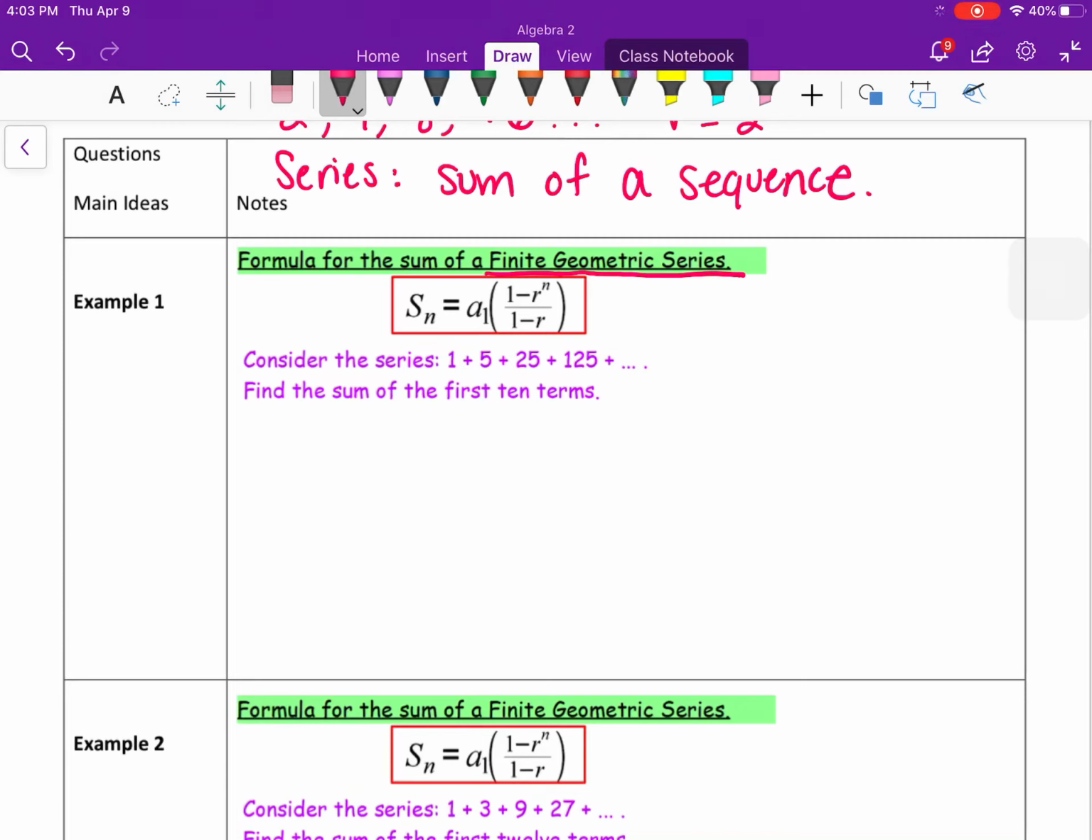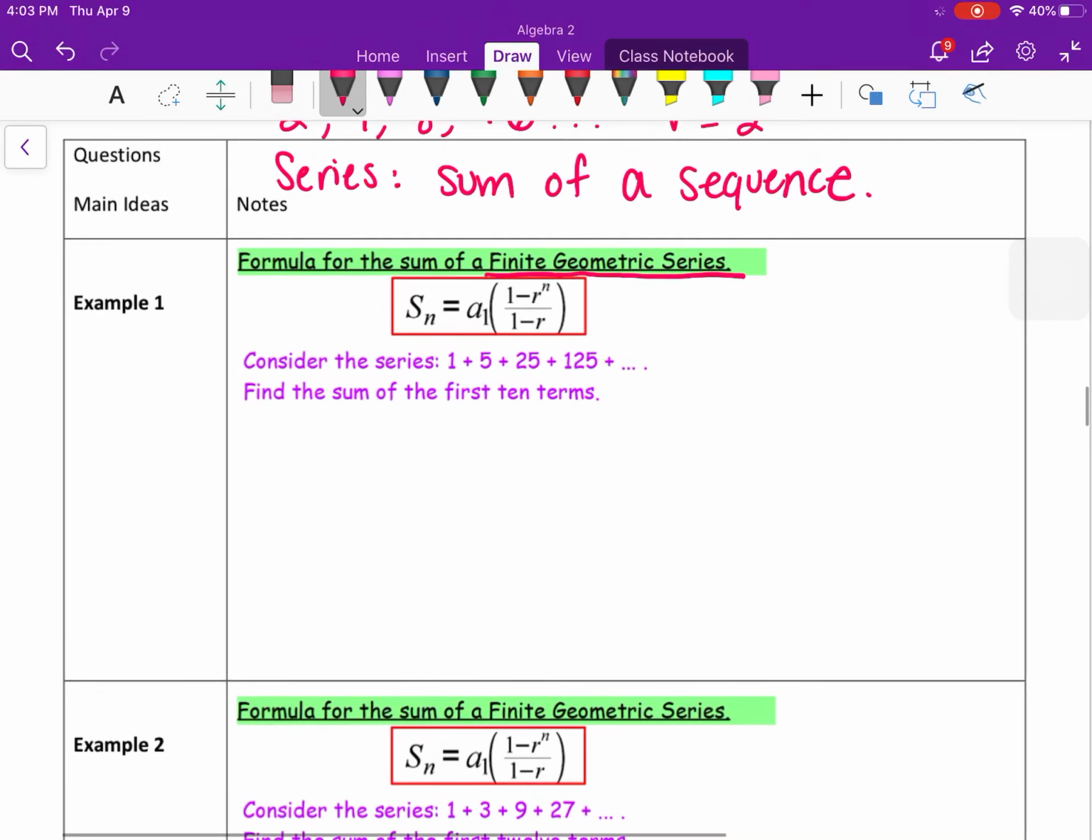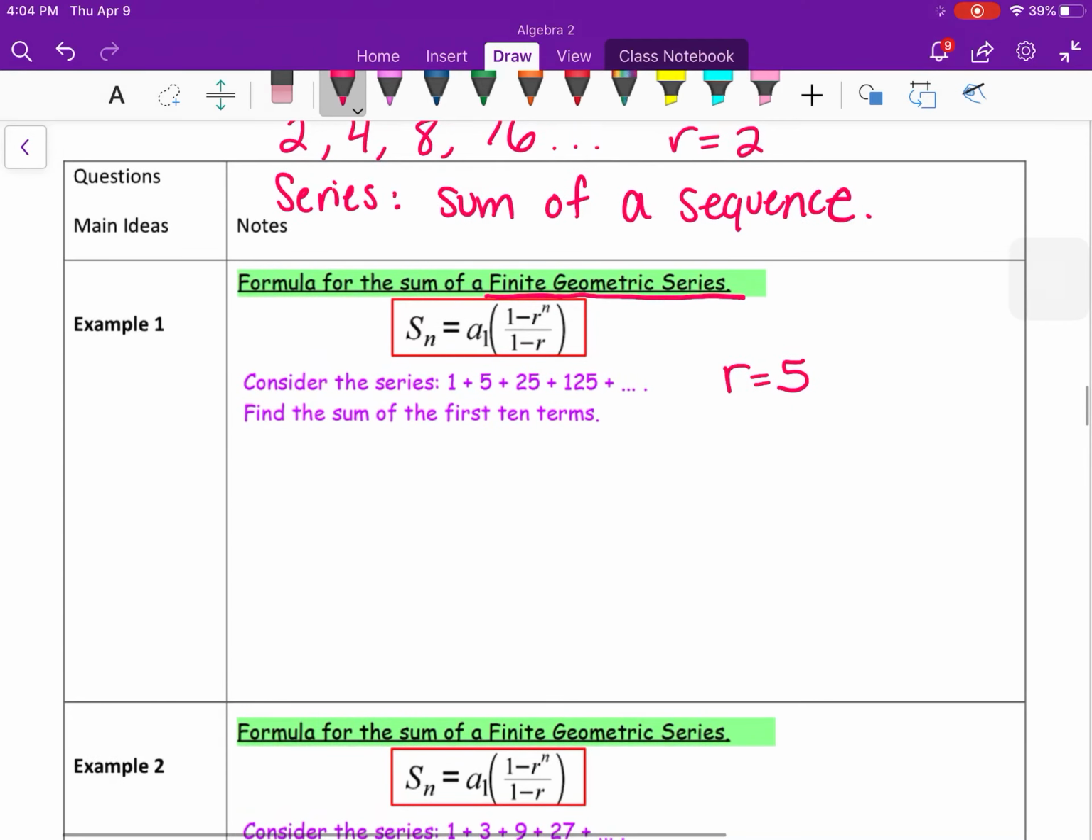So consider the series 1 plus 5 plus 25 plus 125. So that goes with the sequence 1, 5, 25, 125. In that sequence, you're multiplying by 5 every time. So that means your r, your common ratio, would be 5. And then here is our formula. S sub n equals a sub 1 times (1 minus r to the n) over (1 minus r).